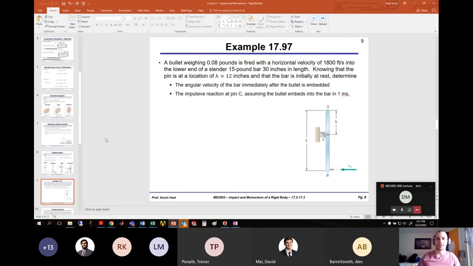If we know that the pin is at a location of h equal 12, so that h variable in the image is 12, and the bar is initially at rest, let's determine the angular velocity of the bar immediately after the bullet is embedded, and the impulsive reaction at C, assuming that it embeds in the bar in 1 millisecond. Complicated. Give you a second to copy it down if you're working on it, and I'm going to copy the relevant information over here to my writing pad.